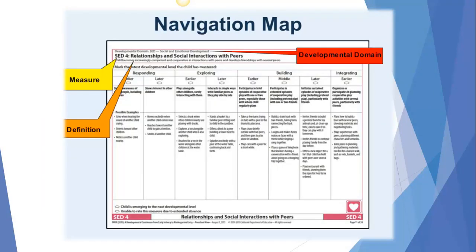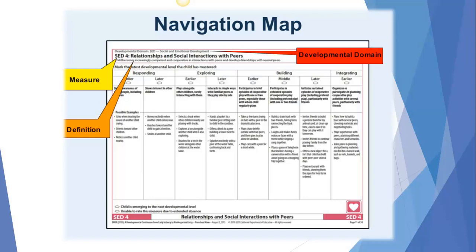All right. So here's our navigation map and how it's broken up. So the developmental domain, so what is the developmental domain? You can see it on this measure. Social and emotional development, exactly. So this SED is the abbreviation for social and emotional. It's very teeny. You have it in front of you, kind of, on your table. So the developmental domain is social and emotional development.